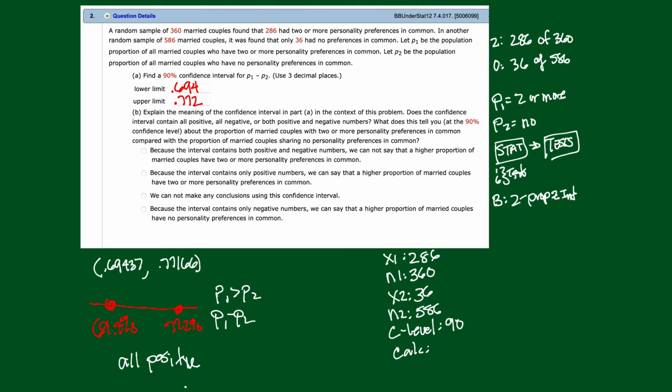Is that one of our options up here? Because the interval contains only positive numbers, we can say that a higher proportion of married couples have 2 or more preferences than none. Yeah, that's what we want. This one is 2 or more, this one is just none, so this must be bigger than that one. The option about only negative numbers is not true. So the only one that makes sense is this one right here.